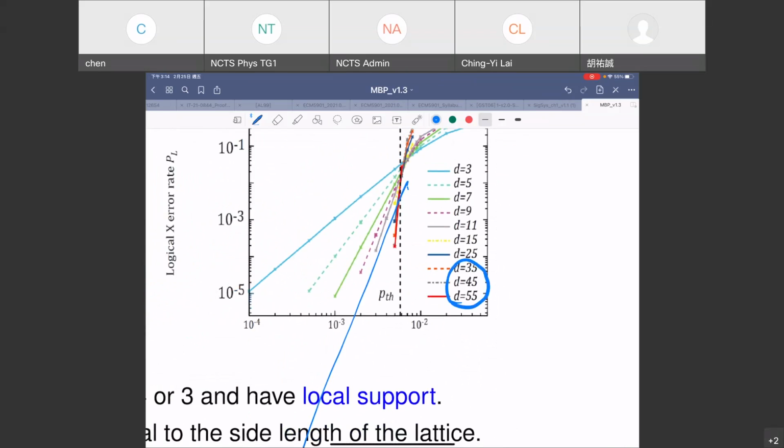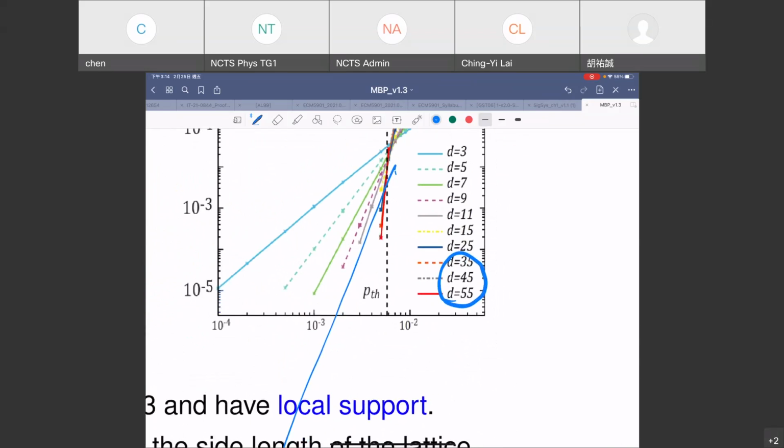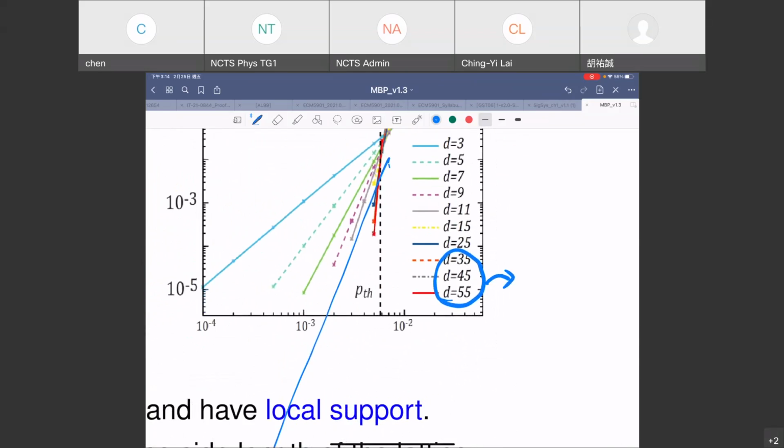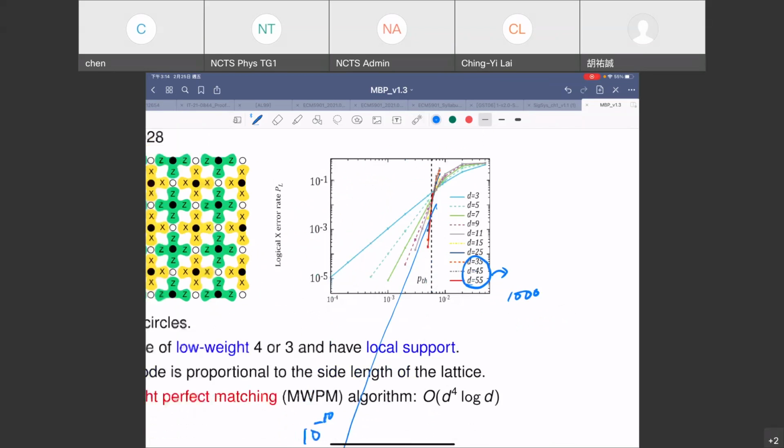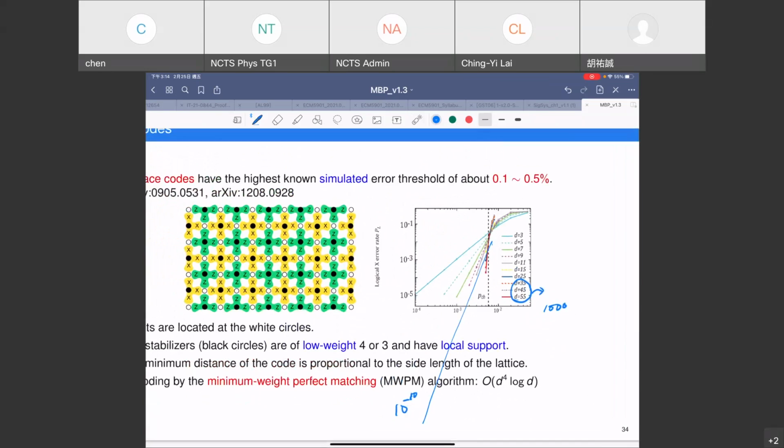So it tells you that you need about 1,000 physical qubits to encode a logical qubit. You need a lattice like this one with side length around 35. So the total number of qubits would be about 1,000, to encode only a single logical qubit.